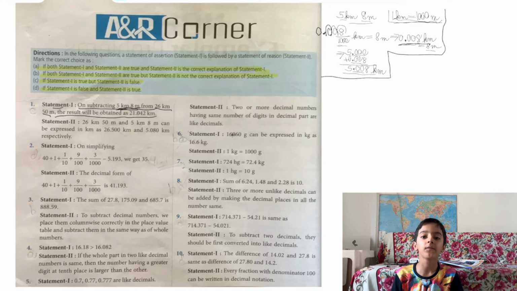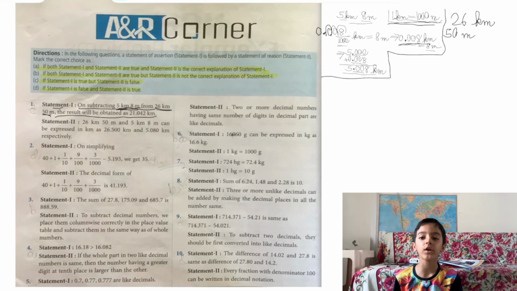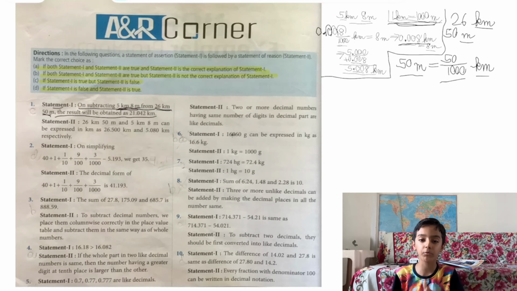Now that we have converted 5 kilometer 8 meter into kilometers, we will convert 26 kilometer 50 meter into kilometers. So first we'll write. Here we know that 1 kilometer is equal to 1000 meter. So on the basis of this, I am saying that 50 meter is equal to 50 by 1000 kilometer. Because here we are applying that 1 kilometer is equal to 1000 meter, and meter is smaller than kilometer. So here we are going from smaller to bigger, so we will divide the number by 1000. So 50 meter is equal to 50 by 1000 kilometer.